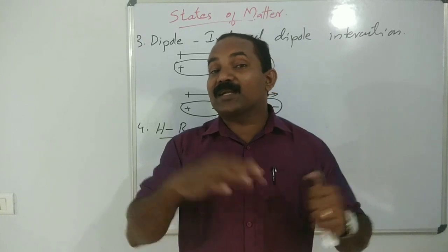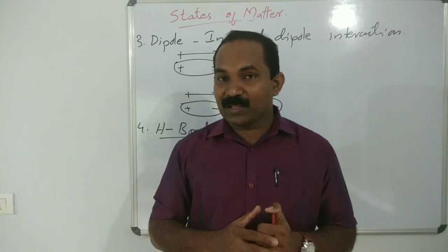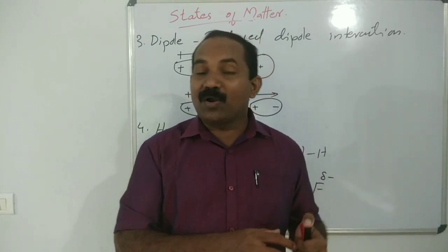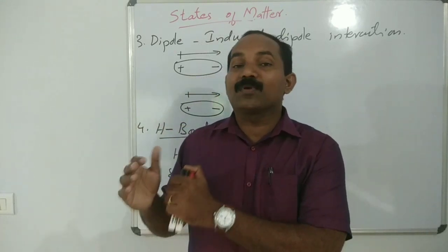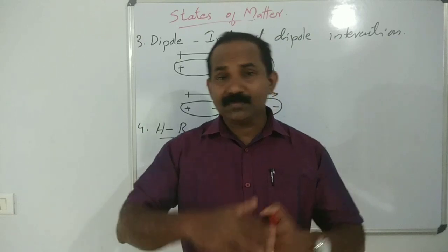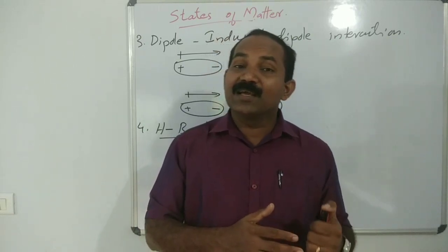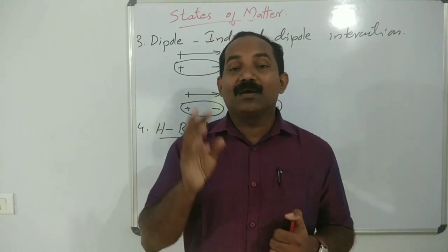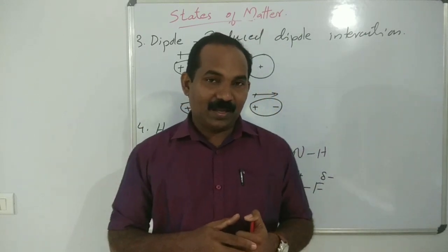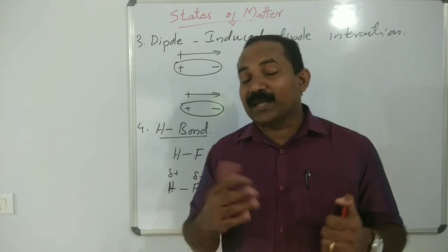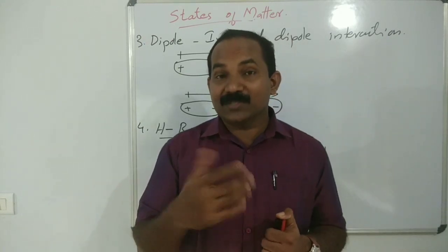Hydrogen bonding is an electrostatic attractive force between one polarized molecule which contains a hydrogen atom and another polarized molecule. It exists in molecules having fluorine, oxygen, nitrogen. Even though the attractive force is there, there is repulsive force also.